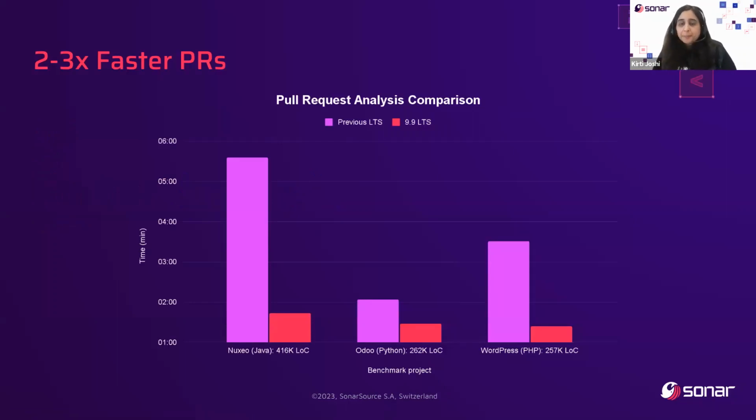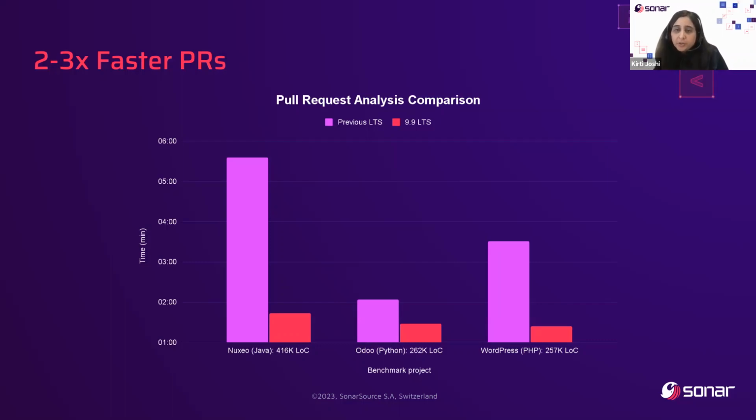So in this slide, on the x-axis, there's a benchmark project. We used 3 projects of different sizes and written in different languages for benchmarking. And on the y-axis is the time. This is the time for your pull request analysis. You'll see here, for example, on the left side, Nuxeo, an open source content management system written in Java, with about 400K lines of code. The PR analysis in 8.9 that used to take about 5.5 minutes now takes about 1.5 minutes.